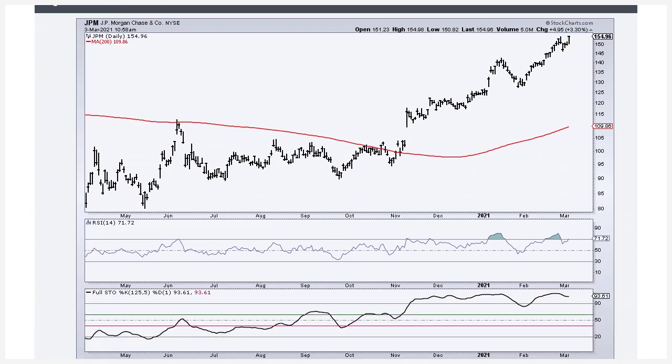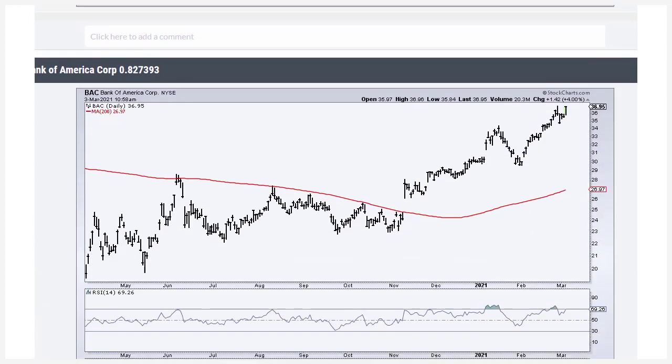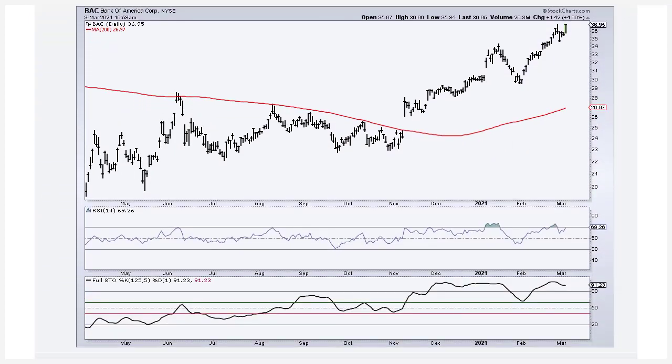We see JP Morgan doing the same thing. You know, it's turning bullish there in October and then breaking out in early November and just continuing higher. And the same with Bank of America. So these 3 are driving the finance SPDR XLF.